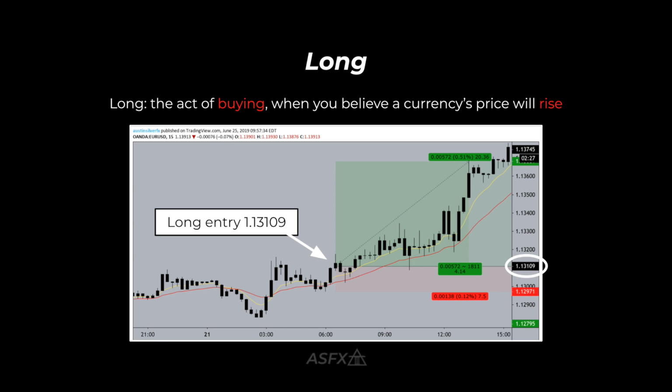Long is the act of buying. It's when you believe a currency pair's price is going to rise. So here in this example on a chart, you can see price goes higher across your screen from left to right. And if you were to enter long here, as you can see, I priced it out at 1.13109. You would then have made money that day because price went higher from left to right. By the end of the day, price was way higher than where you had originally gone long down here.